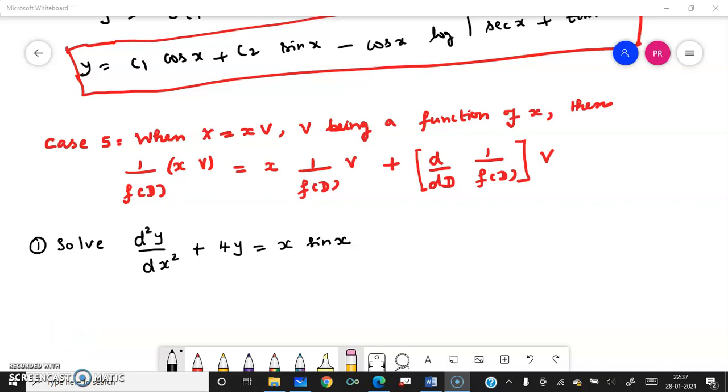Ideas, we'll see the next method, that is when X equals x into v. V is a function of x, right? So then 1 by f of D on x into v will be equal to x times 1 by f of D into v plus d by dD, meaning differentiation of 1 by f of D, into v. So we'll see one question related to this.